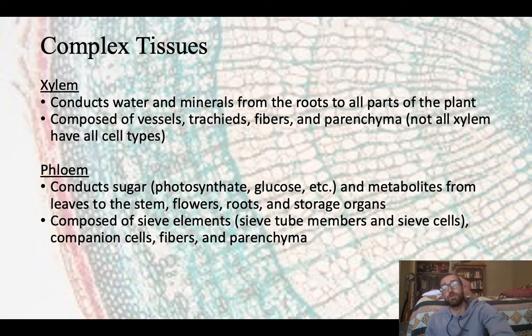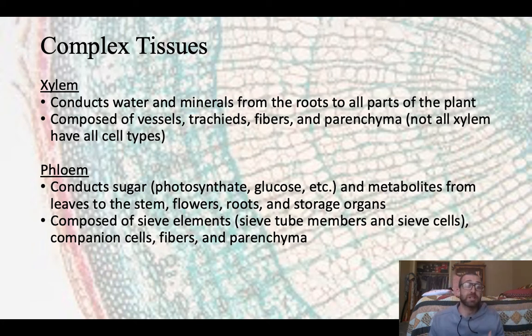So it goes from the roots upward through the plant. And our xylem is composed of four different cell types: vessels, tracheids, fibers, and those parenchyma cells. Another thing about the xylem tissue, it's a one-way street. So water and minerals come from the roots up through the plant. It doesn't transport them back down. Phloem tissue, two-way street. Can move up and down.